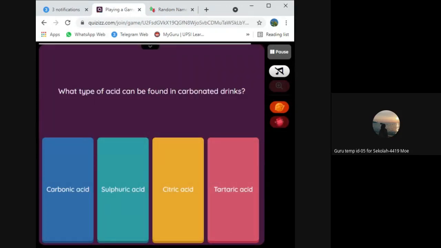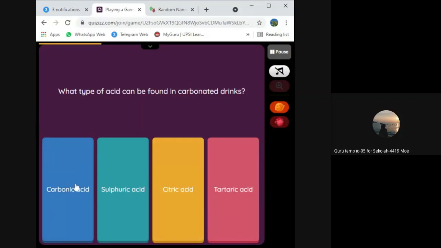Alright, so what type of acid can be found in carbonated drinks? So guys, instead of writing in the chat section, maybe you can unmute your mic and say it, because I am recording for my lecturer. If you write in the chat section, I am only showing my game tab, so I can't see your chat. If there is voice it looks like active participation from you. So you can unmute your mic.